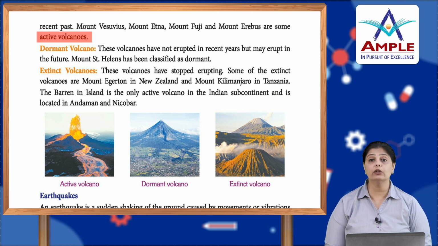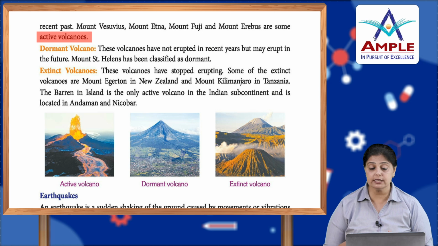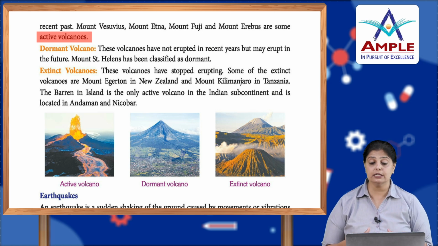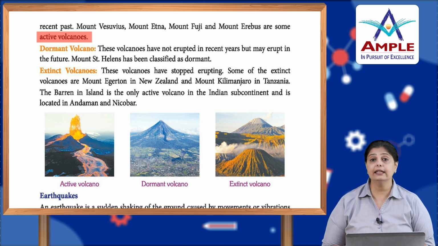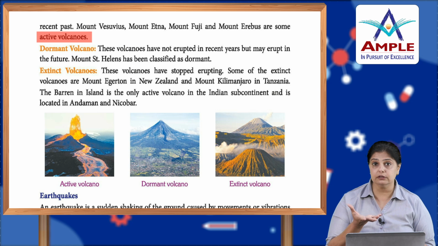It is the opening on the earth's surface which allows the hot molten rock, ash and gases. Now, all these hot molten rock, ash and gases together are called magma. This magma escapes from the surface of the earth and bursts out of the earth's crust through a vertical tunnel. It is like a tunnel which is formed, and they burst and come out of it.